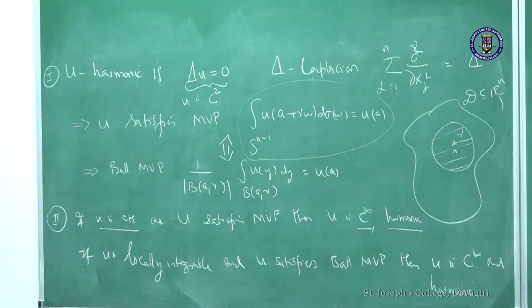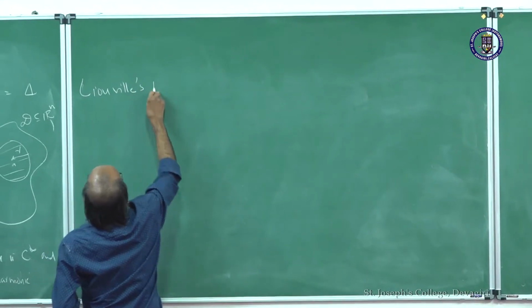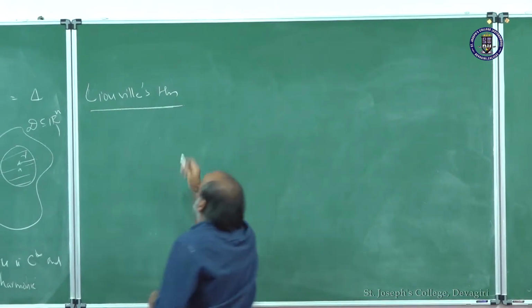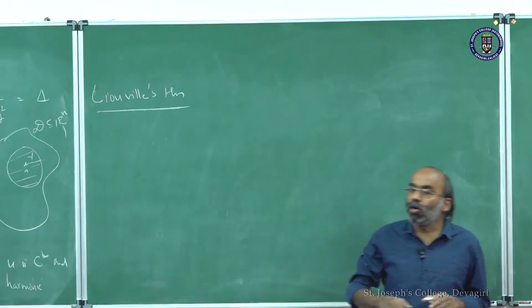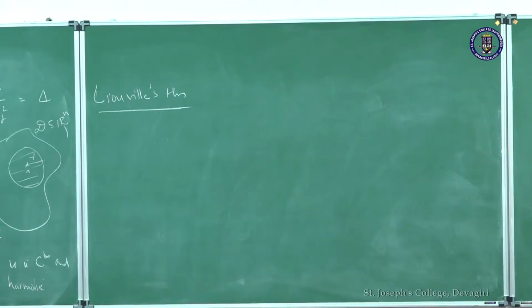Let's continue with the next one. This is a theorem you already know, called Liouville's theorem. You have seen Liouville's theorem for holomorphic functions: entire functions which are bounded are constant. Here you will have harmonic functions which are bounded on the whole Rn being constant.